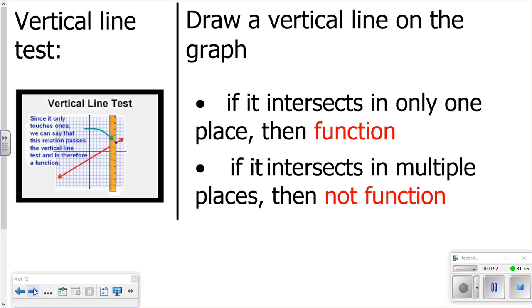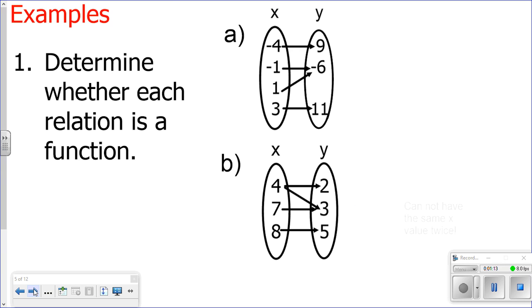A vertical line test is when we draw a vertical line on the graph. And if the one that we drew intersects with the graph in only one place, then it's a function. If it intersects with the graph in multiple places, meaning that the x value is used twice, it is not a function. So for example, here's a mapping.